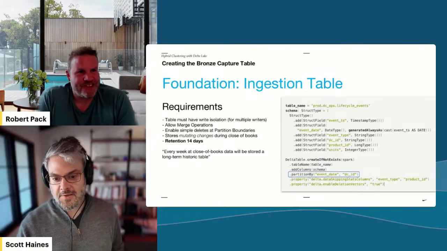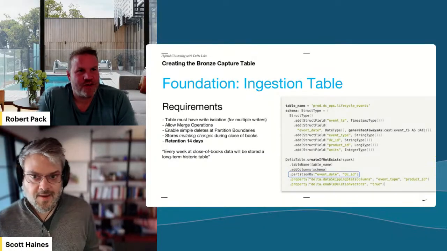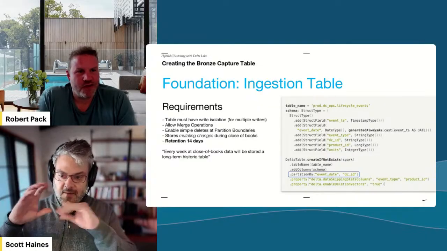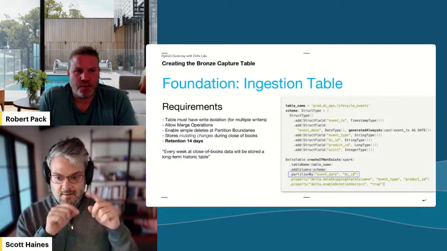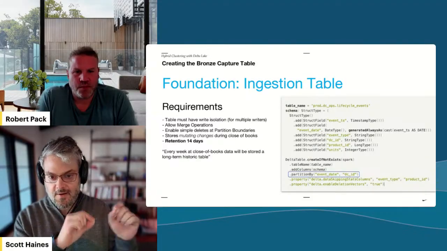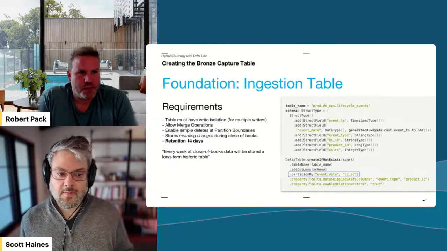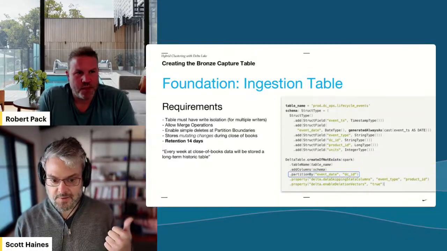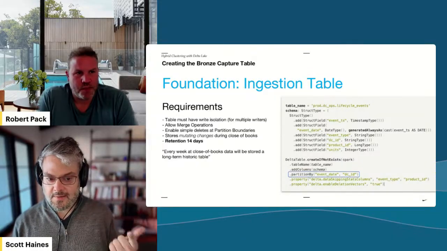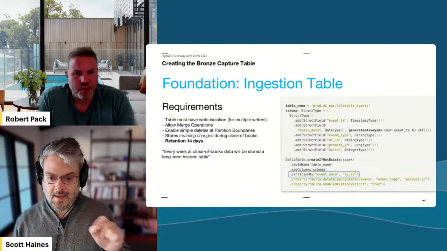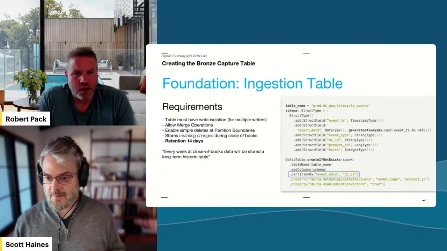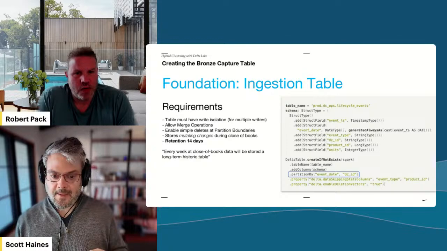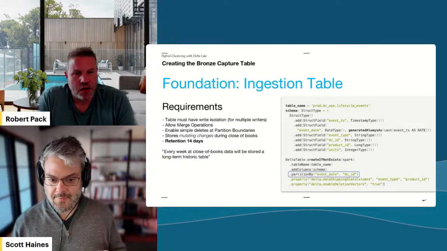All right, so foundational ingestion table. Going back to the design we had, where our data is coming in, being periodically updated, and then falling off into our historic table, we have this foundational ingestion table. The requirements are essentially write isolation. We want to easily support multiple writers, and have those writers write into very specific paths within our underlying table.